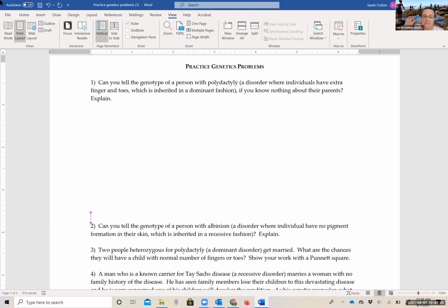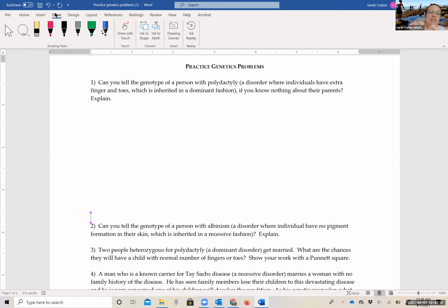So can you tell the genotype of a person with polydactyly, a disorder where individuals have extra fingers and toes, which is inherited in a dominant fashion, if you know nothing about their parents? Explain. Okay, so I think the very first thing we need to do is think about what these words mean. So what does the word genotype mean?